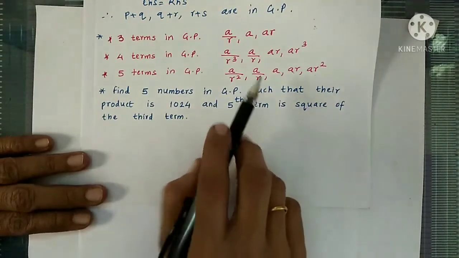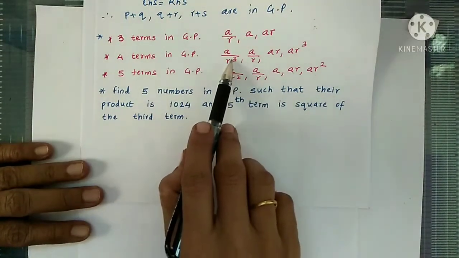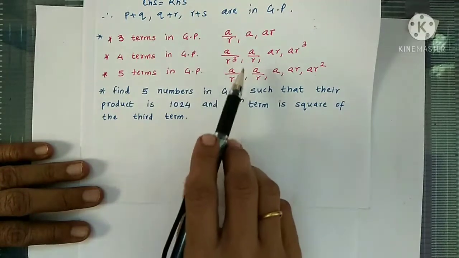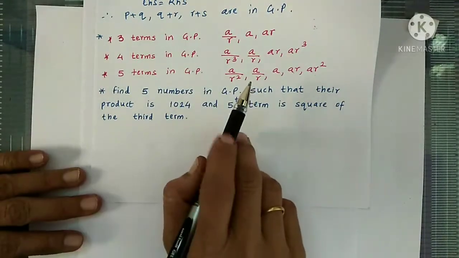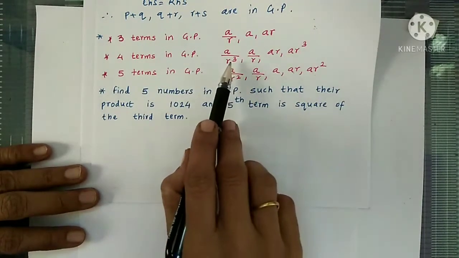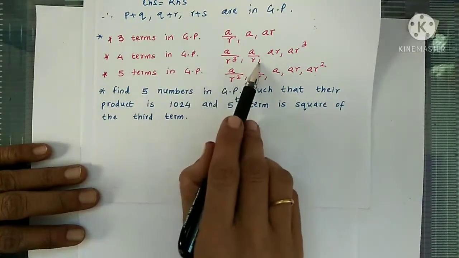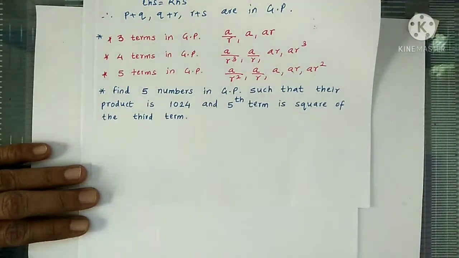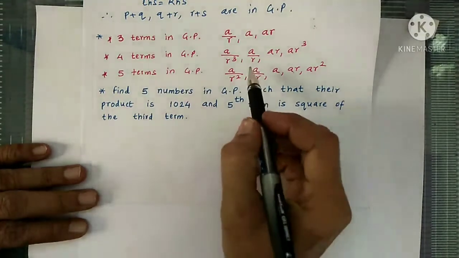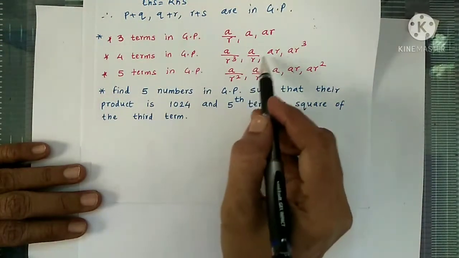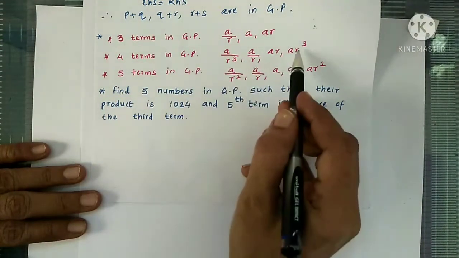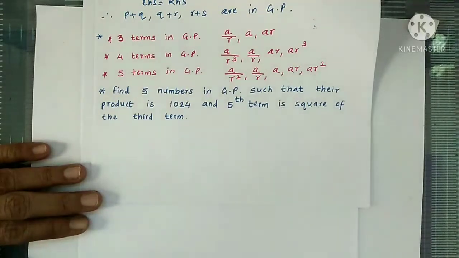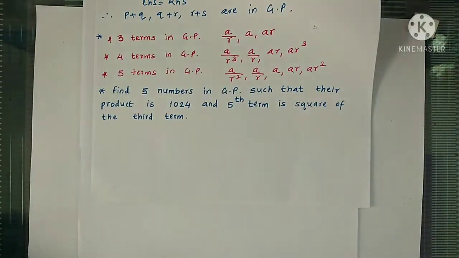But here the common ratio is R square instead of R. So to write the terms symmetrically, we take the terms as A by R cube, A by R, AR, AR cube. So if the product is given, we can write the product very easily, as R gets cancelled here and R cube gets cancelled here. So to solve the problem, it will be easier. Okay, so let's start with this question.